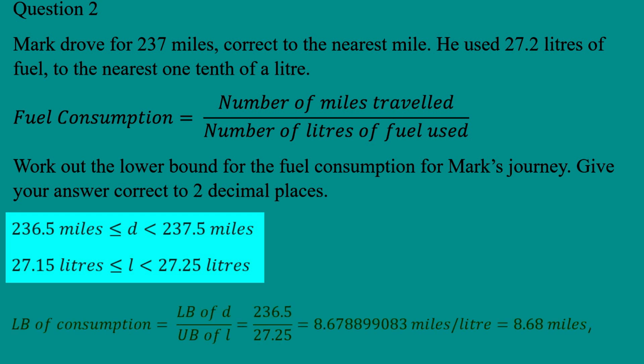To get the smallest possible fraction, we need to divide the lower bound of d by the upper bound of L. The final answer is that the lower bound for the fuel consumption is 8.68 miles per liter to 2 decimal places.